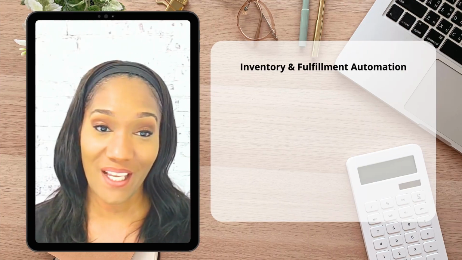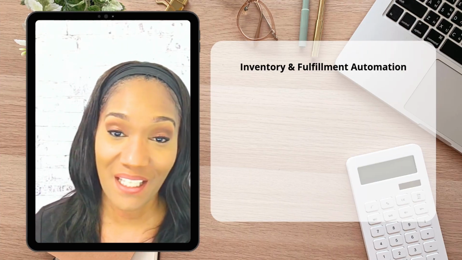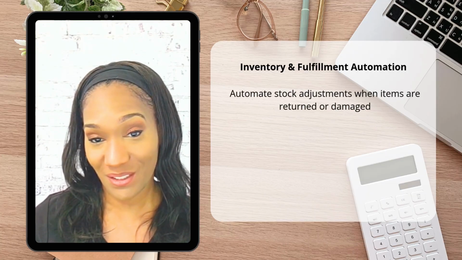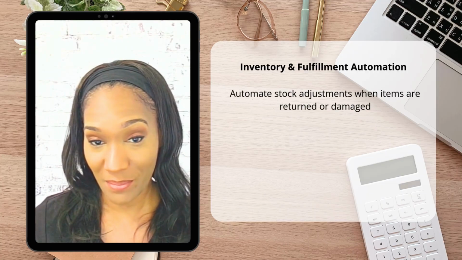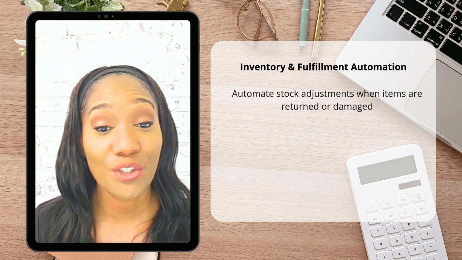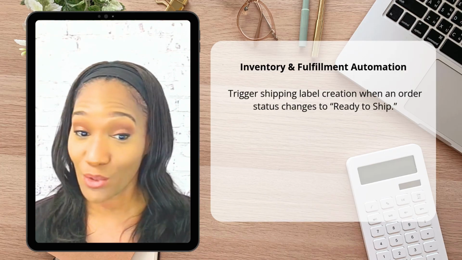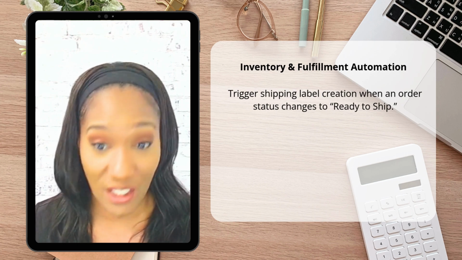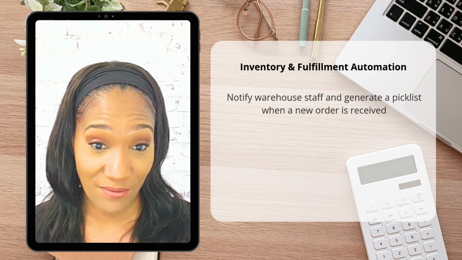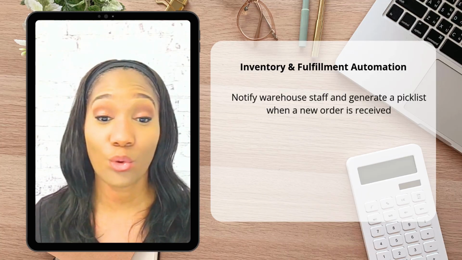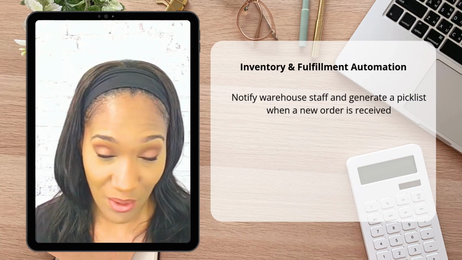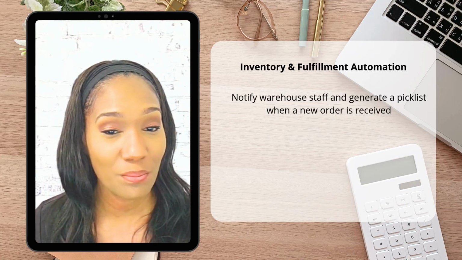Let's talk about some ways to automate your inventory and fulfillment process. You can automate your stock adjustments when items are returned or damaged. Another way you can trigger your shipping label creation when an order status changes to ready to ship. You can notify your warehouse staff and generate pick lists when new orders are received. There are many things that you can do in order to automate this process, and that's just to mention a few.